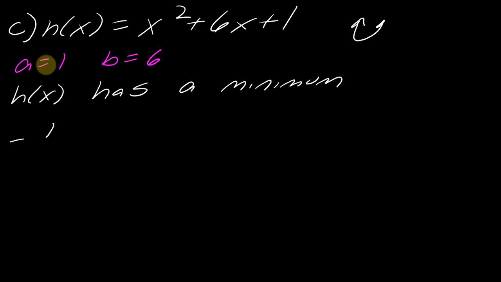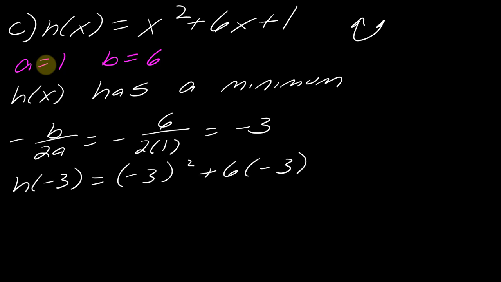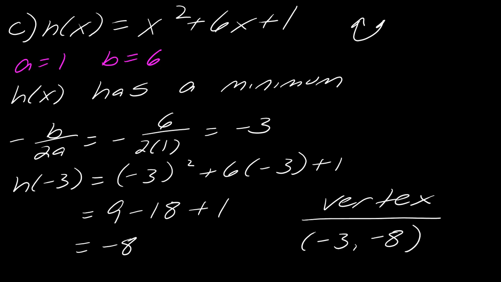Now I can find the vertex. I take -b over 2a, which is -6 over 2 times 1, so this will equal -3. Then I can just calculate h of -3. I'll plug all this in. Make sure you put parentheses around everything so that you evaluate where you need to. So -3 squared becomes +9, so this is 9 minus 18 plus 1, which ultimately equals -8. Therefore, my vertex in this case is going to be (-3, -8).